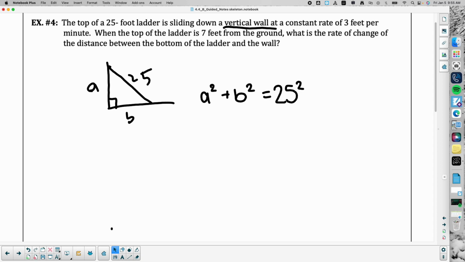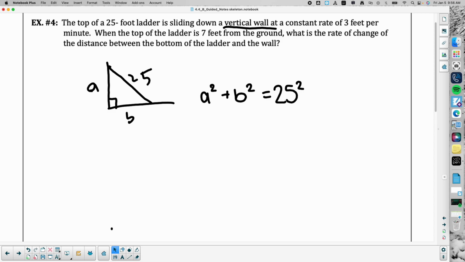Because the 25 is a length that doesn't change, you can enter that. It's not a variable. So if you wrote c squared, it is correct, but it doesn't change, so you can put information in place of it right away. The a and the b we can't because they are changing. So we've got a squared plus b squared equals 625. Good. How are we feeling about this so far?